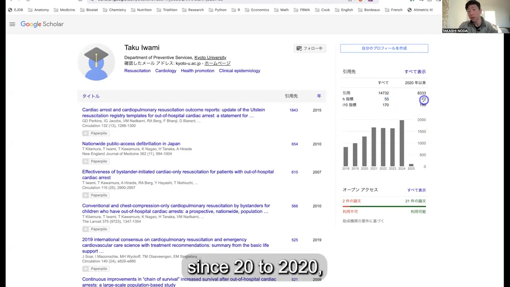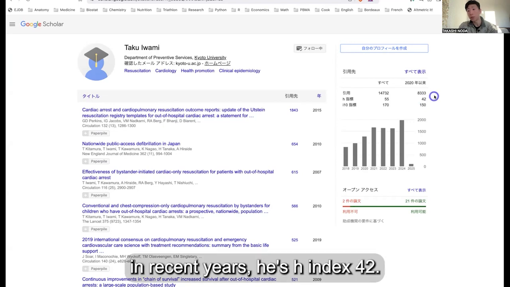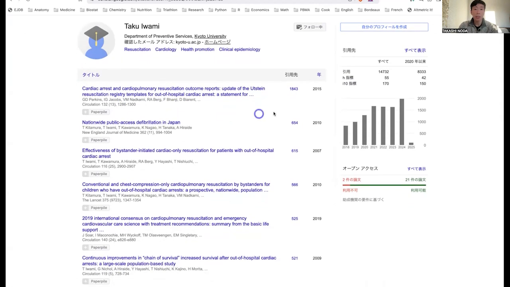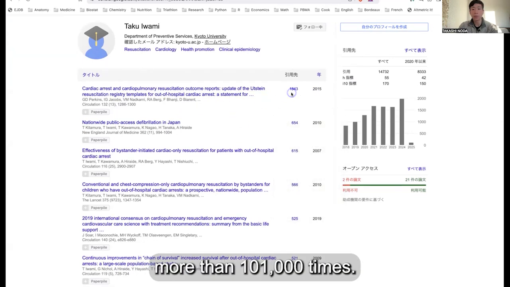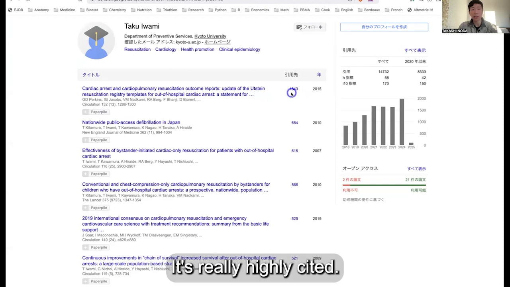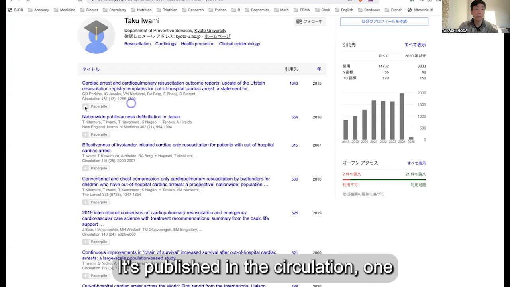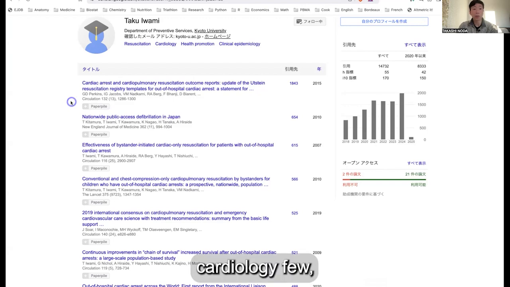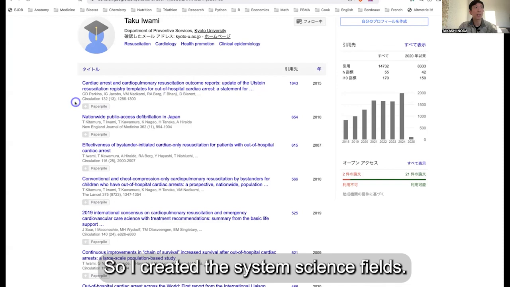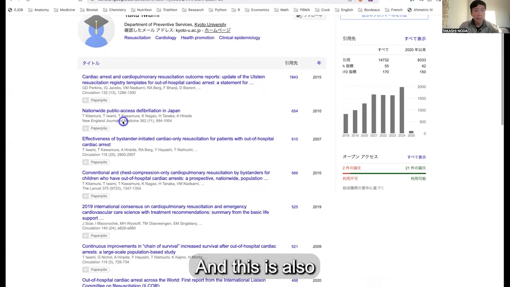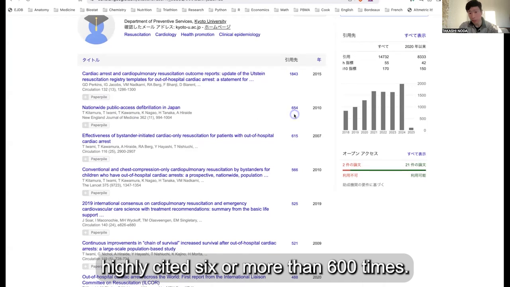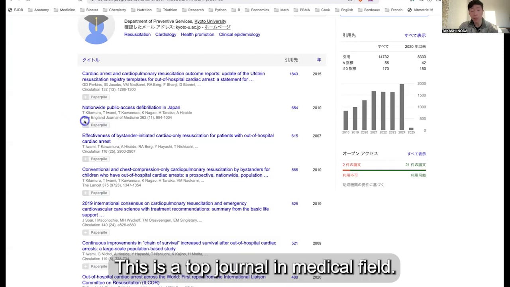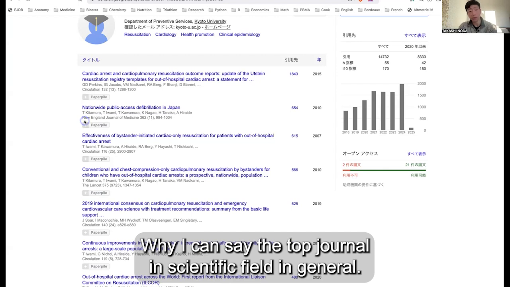and since 2020, in recent years, his H index is 42. At the same time, it lists the highly cited papers. For example, the first one is cited more than 1,000 times. It's really highly cited. It's published in Circulation, one of the highly reputed journals in the cardiology field or circulatory system science fields. And this one is also highly cited, more than 600 times, and it is published in the New England Journal of Medicine. This is the top journal in the medical field, or I can say the top journal in the scientific field in general.